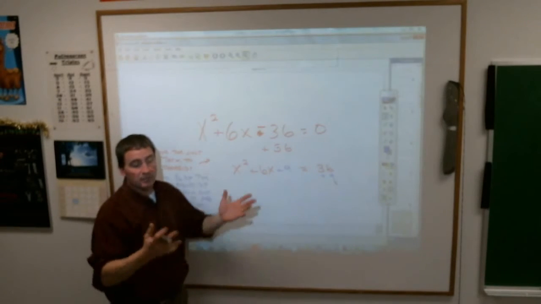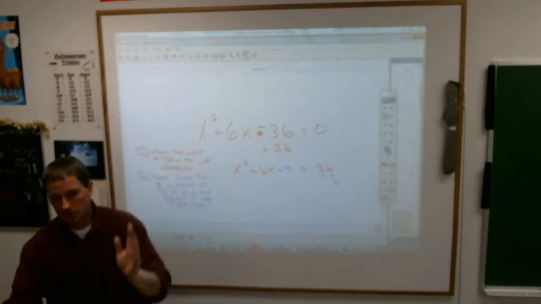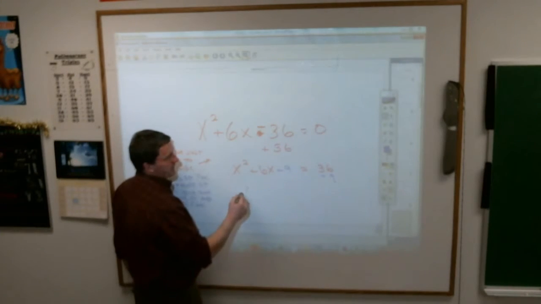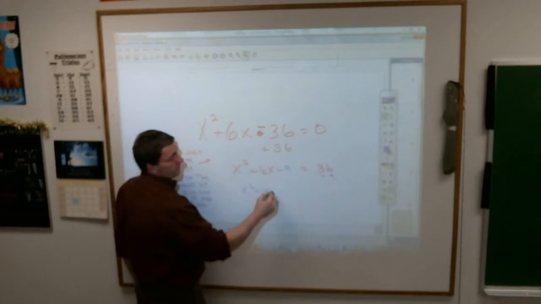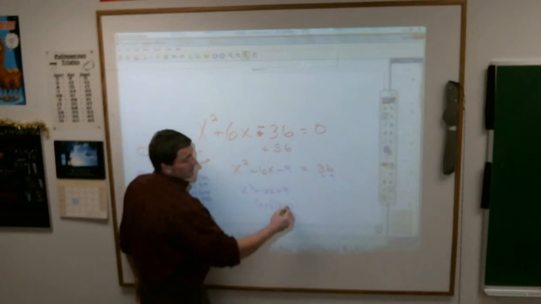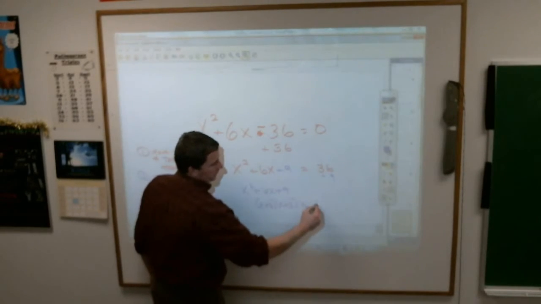It needs to balance out. When you do equations, what you do to one side, you need to do to the other. Now, what do I have left? I have this side, which is a perfect square trinomial. This can be factored into x plus 3 times x plus 3. This thing ends up being 45 over there.